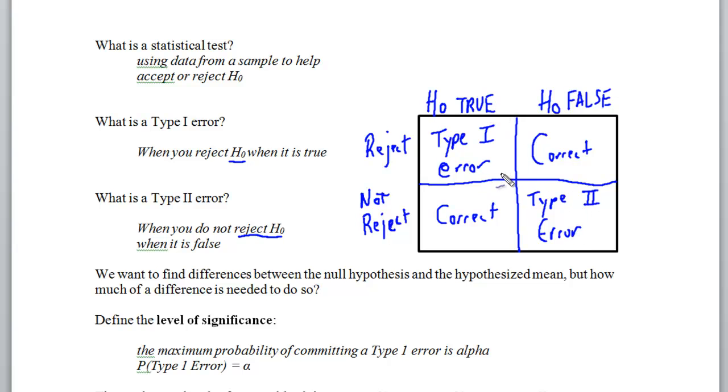So we're going to spend most of our time working with our type 1 errors because we can work with something called a level of significance. See, we want to find differences between the null hypothesis and the hypothesized average, but how much of a difference is needed to do so? Because what if I do find that there is an attendance change after spring break?